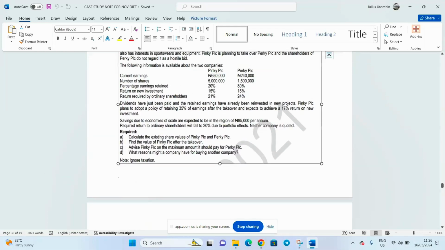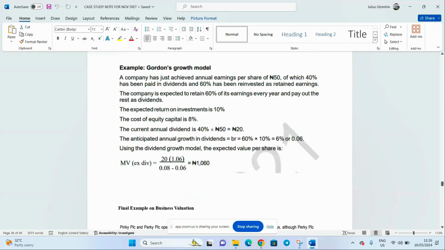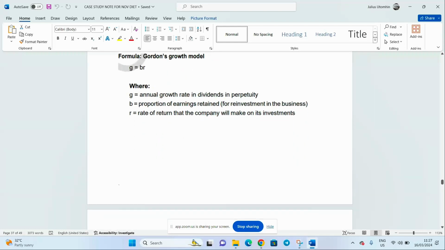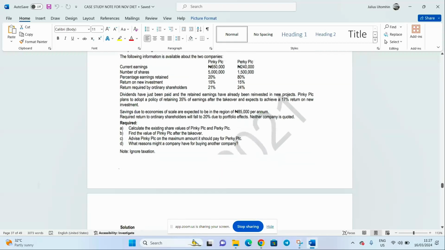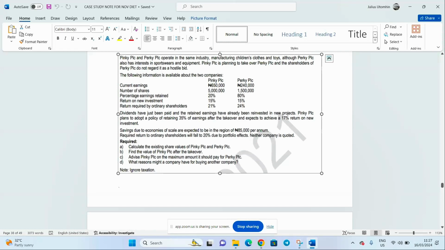Percentage annual return is... So the cost of capital is actually 15%, not 21. Let's read through the interpretation of R. Rate of return that the company will make on its investment. You understand? I deliberately picked that question and put it there so that you won't make such a mistake in the exam. The rate of return on new investment. The return on new investment is 15%. So the cost of capital is 15%.